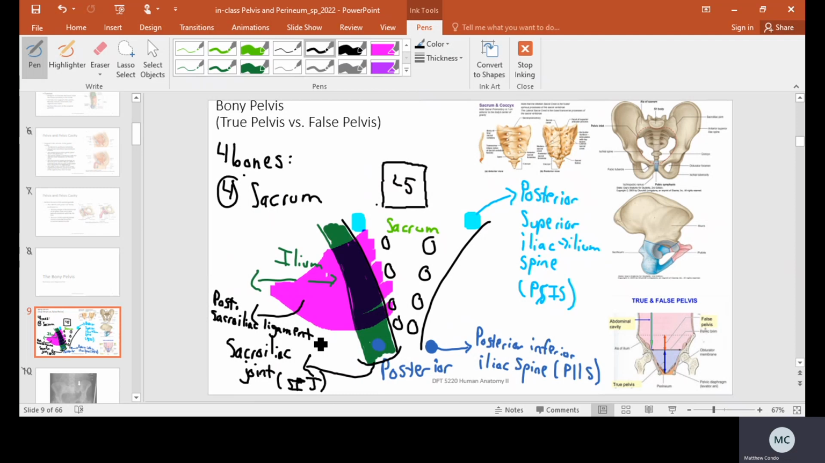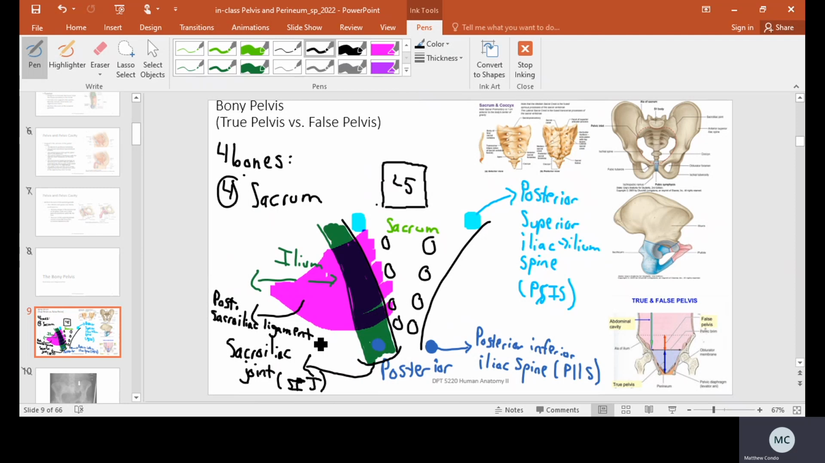So that's my posterior sacroiliac ligament. Okay, it kind of says what it says. This is how stable this joint is. Now, I'm going to be very, very honest with you. There is a huge debate in physical therapy practice on whether or not this joint actually moves. There are some people that believe it does not move, and some who believe that it does move. And the problem is there's an equal number of research articles on both sides.